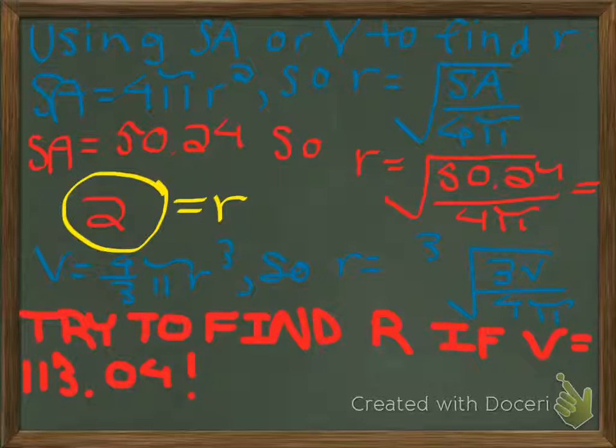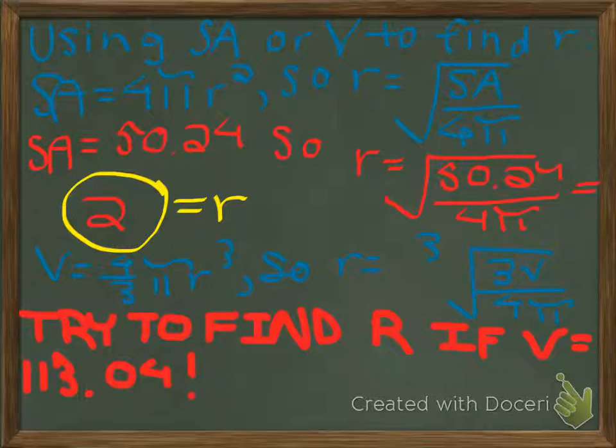Here's the answer to the guided example. We're going to plug the volume into the equation. So now it's going to be the cube root of 113.04 times 3 over 12.56. Remember to use 3.14 for pi, so 4 times 3.14 equals 12.56.